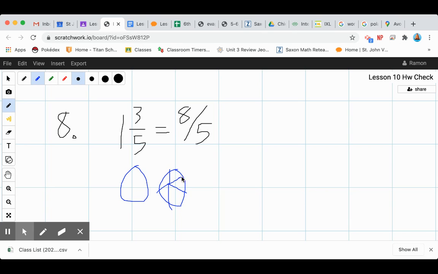Again, we're going to pretend that these are equivalent. The other way you could do this is by drawing a circle with 8/5. This circle should also have 5 equivalent parts to it.